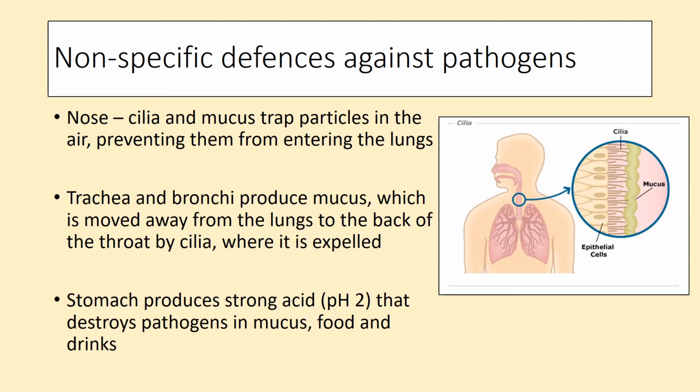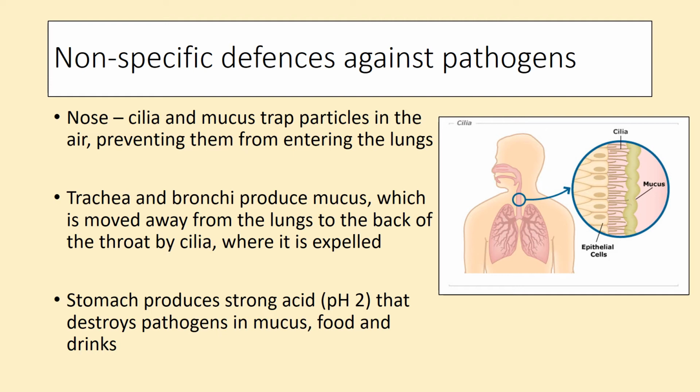Now, cilia are just microscopic hairs that have a sweeping movement, if you imagine like a Mexican wave, and mucus is just a chemical that traps particles and prevents them moving and entering into the lungs. And again, the trachea and bronchi also produce mucus.